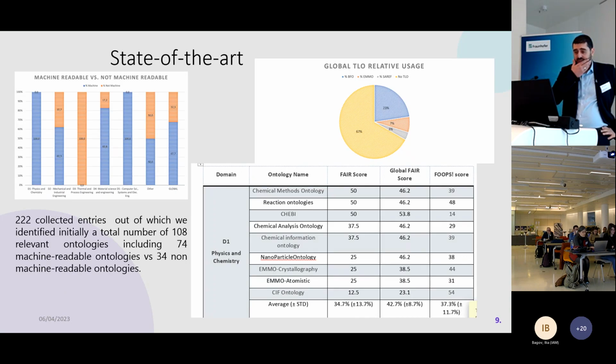Regarding the state of the art, we collected more than 200 ontologies in different domains. And we tried to align them and check if they are aligned to a top level ontology. As you can see, most of them are not aligned to top level ontologies. We also tried to calculate their FAIR score, and it was very low. So most of them are not aligned to FAIR principles. And there is also a problem of machine readable and not machine readable ontologies. A lot of ontologies are produced in academia, so they are published in papers, but there are no machine readable versions of those ontologies.